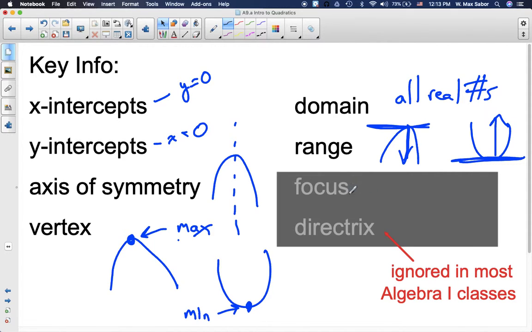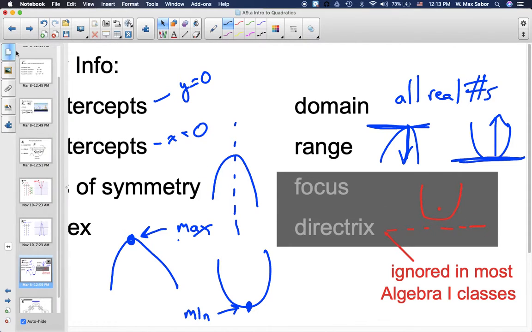There are also two other things called the focus and directrix, which are ignored in most Algebra 1 classes, but you'll see them in Algebra 2 or pre-calculus, and these are a visual, but I'm not going to go into them now.